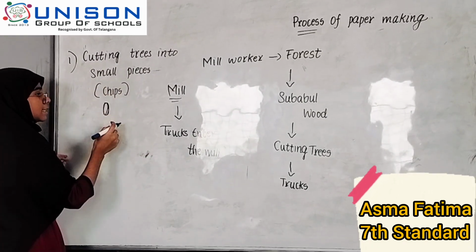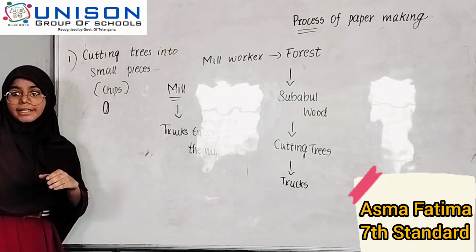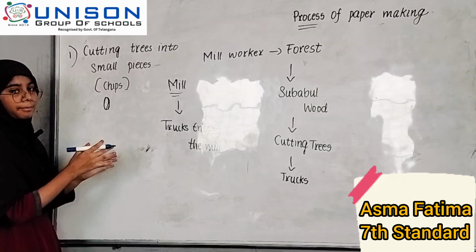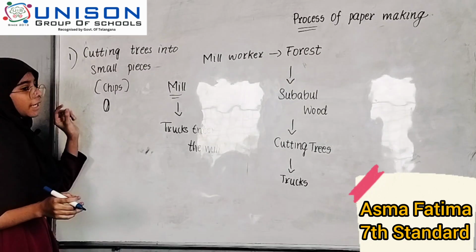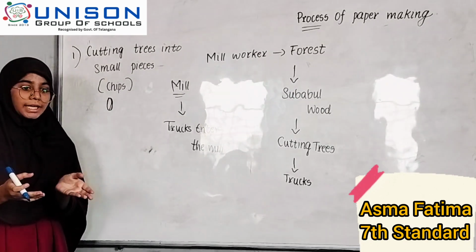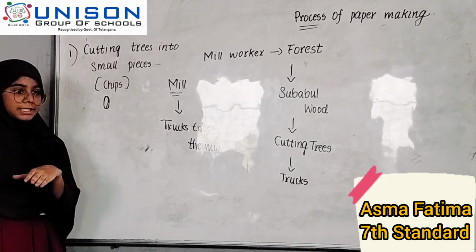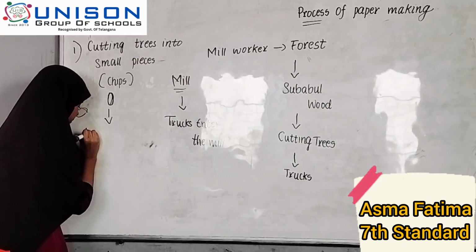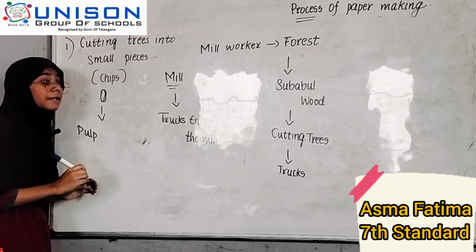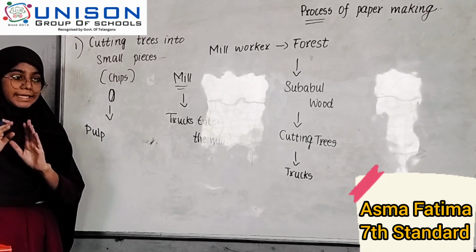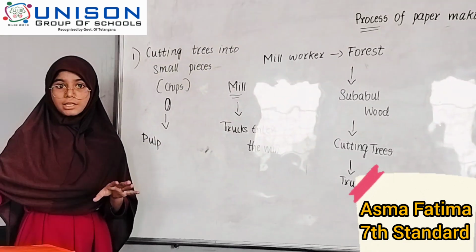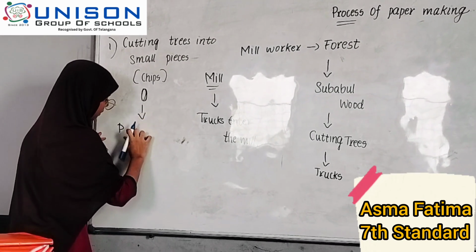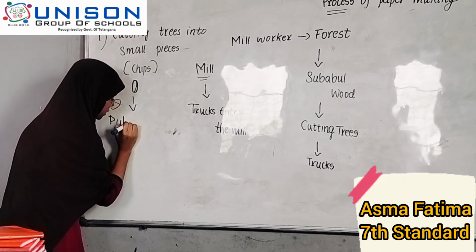After they take out these chips, what will happen? The next truck will enter. There are many trucks. First, they enter, they are unloaded, and the pieces are made into chips. Then the next truck will come inside, until they make these chips into pulp. Pulp means small, like a paste, made from tree chips. They heat the cut pieces of tree and make pulp.